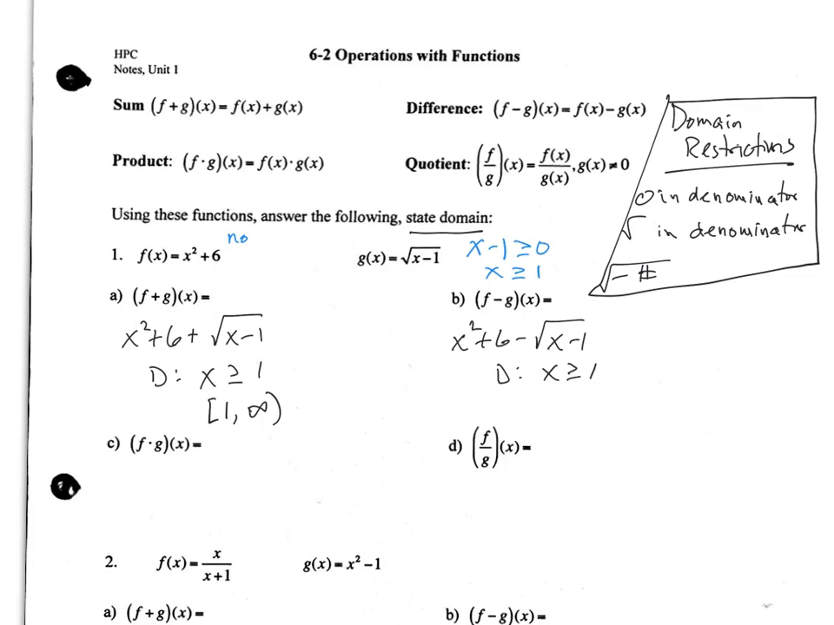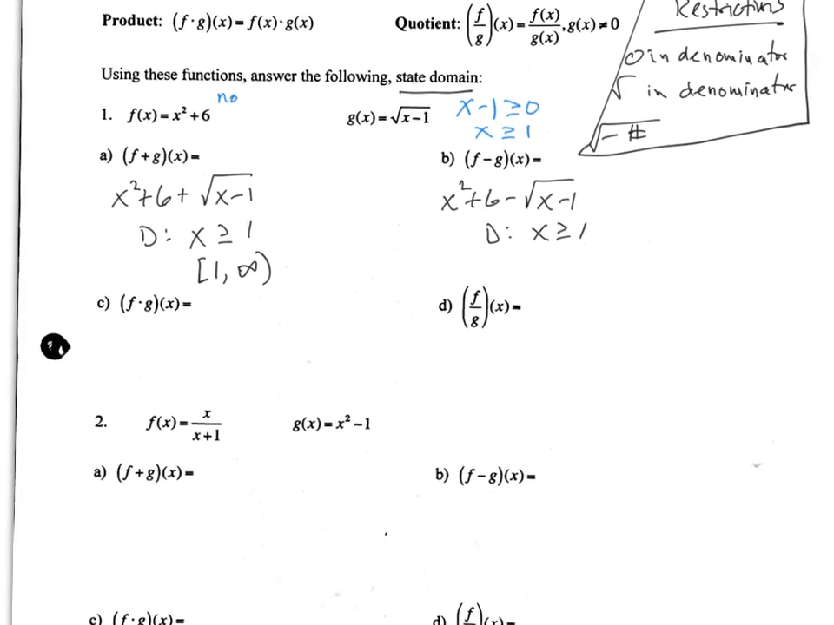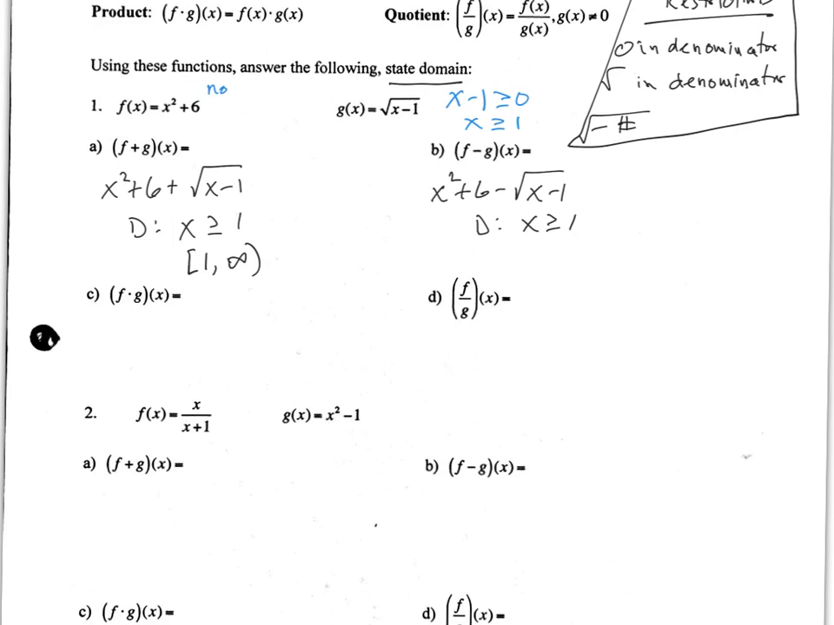Now, multiplying, we could argue that we can't really multiply these, but I do think we should probably do some distributive property just to clean it up a little bit. So we're going to have x squared plus 6 times the square root. So I would write this x squared times the square root of x minus 1 plus 6 times the square root of x minus 1, with, of course, our domain being x is greater than or equal to 1.